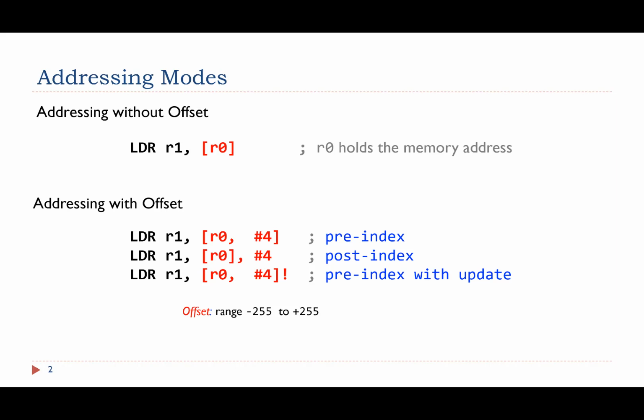Here we have 3 different load instructions. Each of them contains an immediate number 4. This immediate number is also called offset. The range of offset is from -255 to 255. These instructions use 3 different addressing modes, including pre-index, post-index, and pre-index with update.